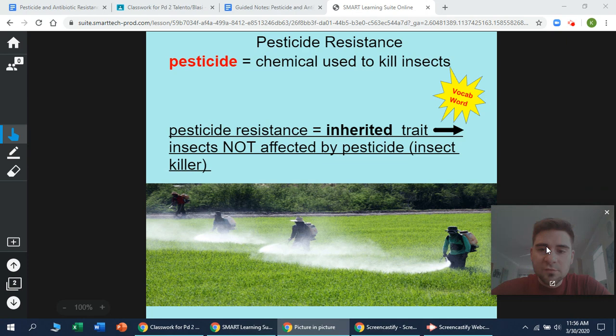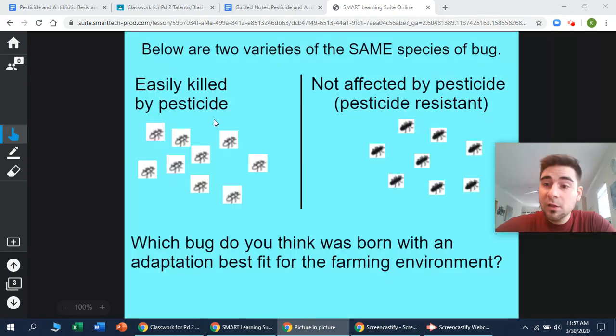So, let's take a look at this right here. Suppose there is this bug. Let's say it's an insect, for example, right? Same species, but they're different variants. So, the variation here is that they're either born easily being killed by pesticide, or they're born where they're not affected by pesticide. So some insects are born with pesticide resistance. In other words, an insect can have a gene for pesticide resistance, or an insect could have genes where they don't have pesticide resistance.